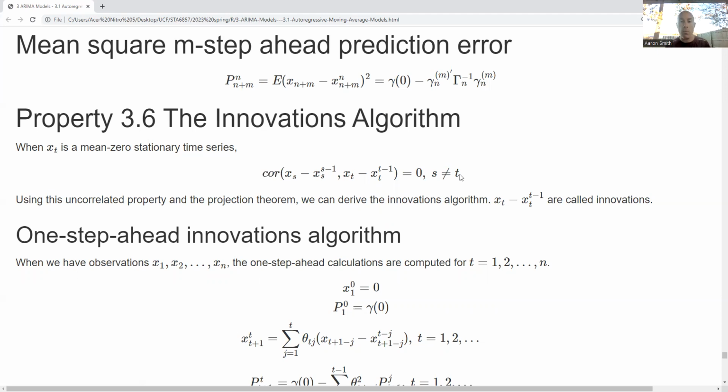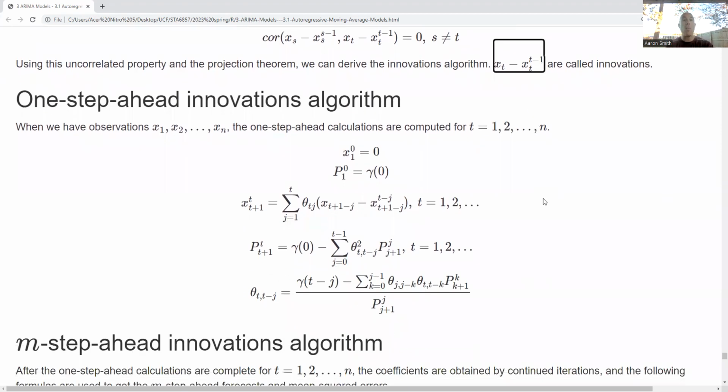And so here we're going to show the use of it, not the derivation. All right, so we have an uncorrelated property, and we have the projection theorem to give us a direction on how to solve what we want to do. Now, notice that a point in time minus its one step ahead prediction is called an innovation. All right, so now let's do the one step ahead innovations algorithm.